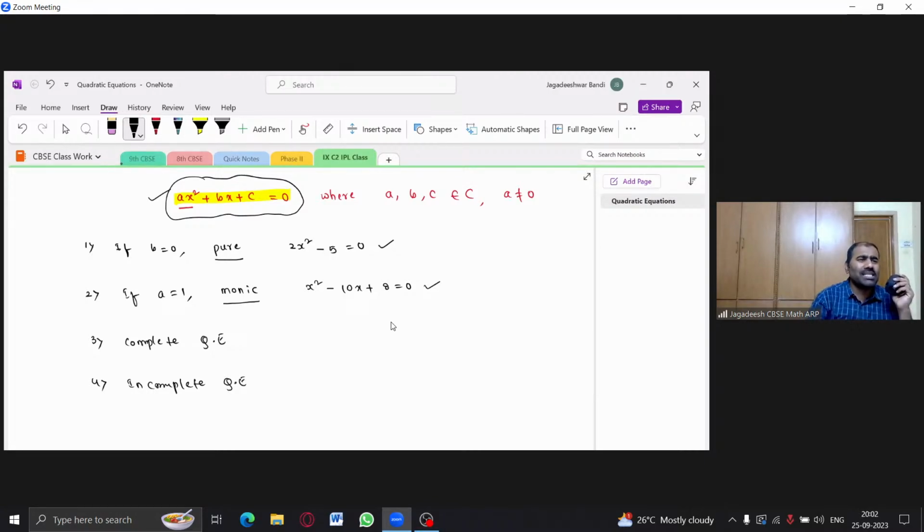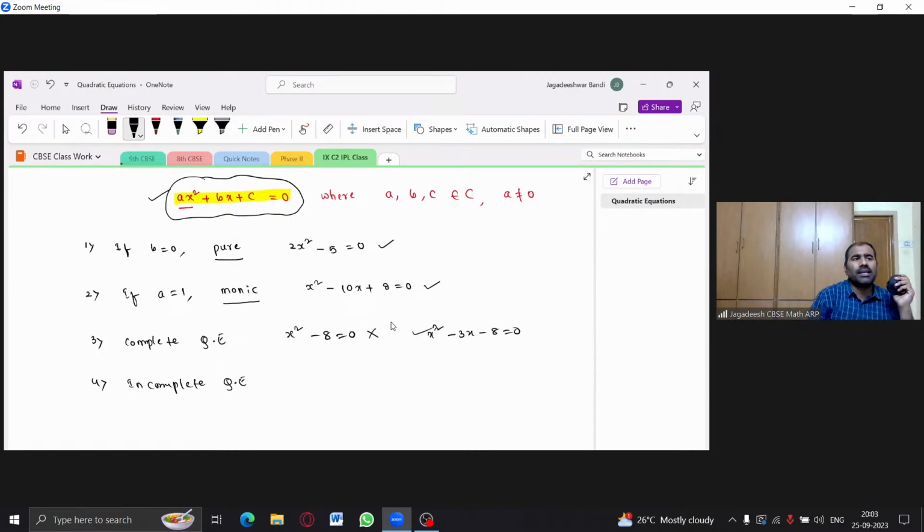Now complete quadratic equation. The word itself has meaning. Complete means it must contain all the terms, meaning it must contain the x square term, x term and constant. For example, see children, if I write x square minus 8 equals 0, this is not a complete quadratic equation. Why? Because in this the x term is not there. Okay, so if I write x square minus 3x minus 8 equal to 0, yes, no doubt, it is a complete quadratic equation. Why? Because it has got all the terms.